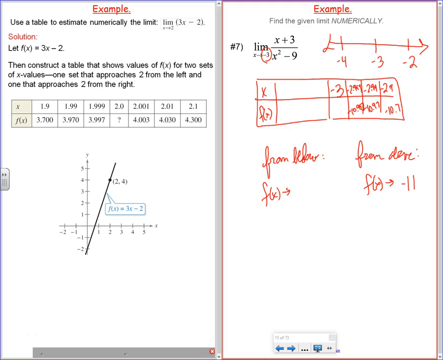How would I come from the other direction? -3.0, -3. Ooh, don't go -4 point. Oops. Right? Go -3.01. And then -3.001.